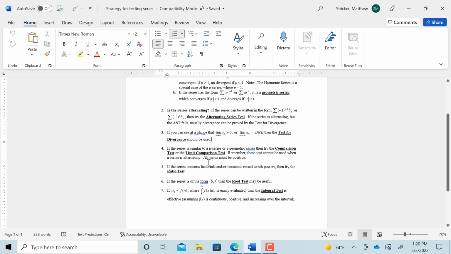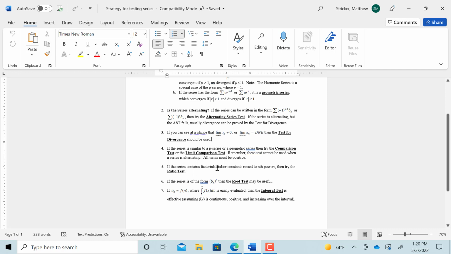After that, what I would commonly look for is to see if I can compare it, and usually we're going to compare with the P series, but sometimes geometric. So if we can compare, then we're going to use either the comparison test or the limit comparison test, but only if it looks like geometric or P series. Now, if it doesn't look like one of those, then you might want to use the ratio or the root test. These are also common ones, especially ratio.